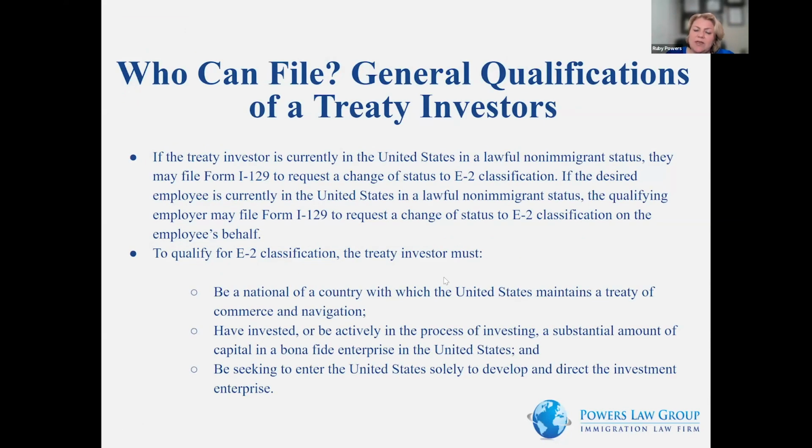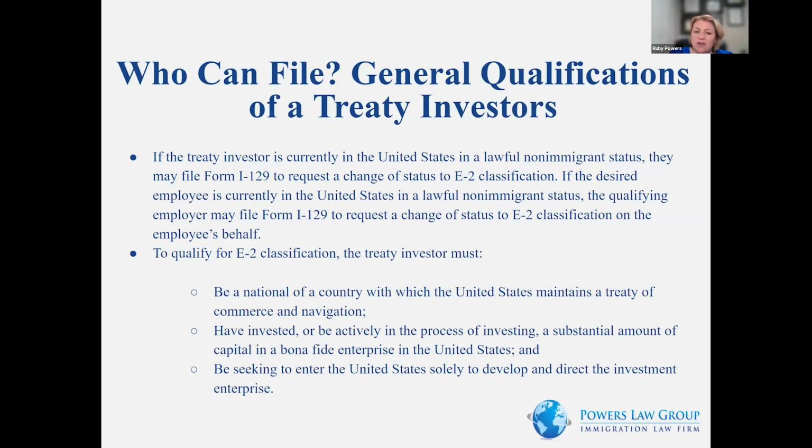So who can file? If the treaty investor is currently in the US, you can file an I-129, which is the form used for lots of different things, to request a change of status from whatever you were, maybe a B2 or something, to an E2. Now, if the desired employee is currently in the US in lawful non-immigrant status, the qualifying employer may file an I-129 to request a change.